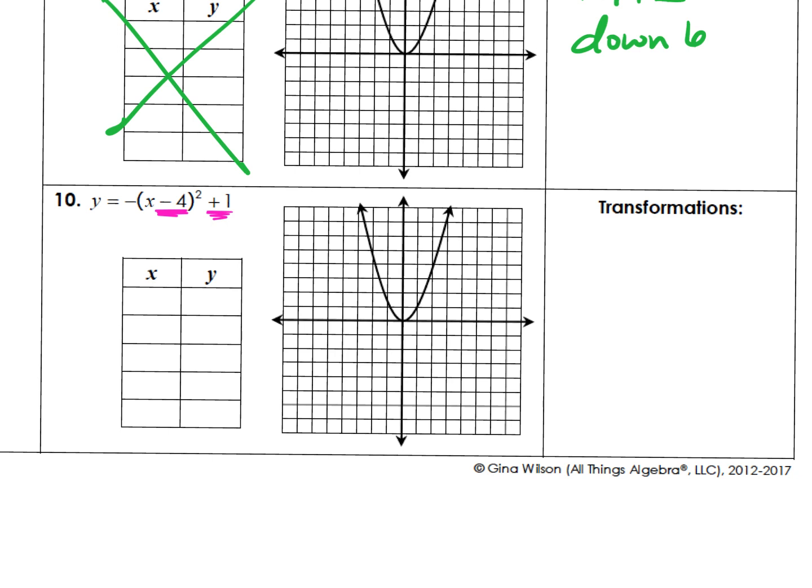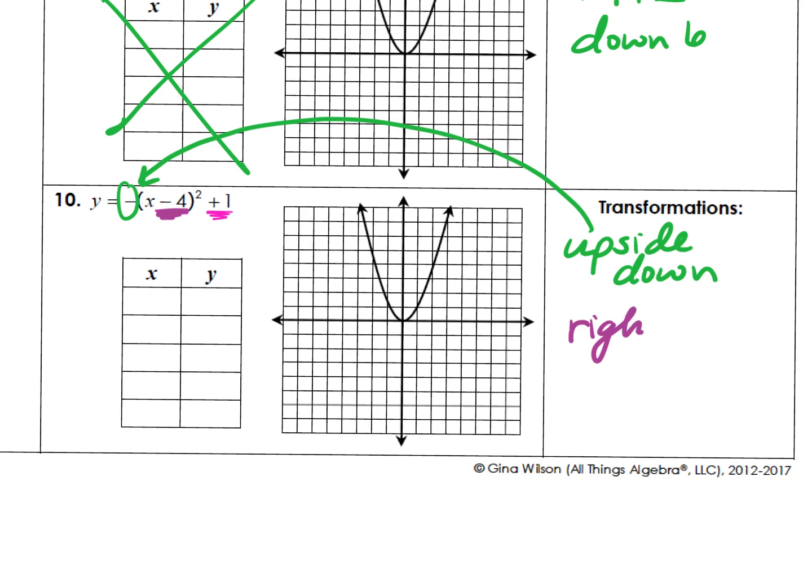Okay, this one. Do you know what's going to happen when the A value out in front is negative? It doesn't stay the same. It flips it, okay? So this is going to be upside down. It's going to flip it over because of that. It's also going to shift. Negative 4 is going to send it 4 units where? To the right 4. And then plus 1 is going to send it where? Up 1. Does that make sense?